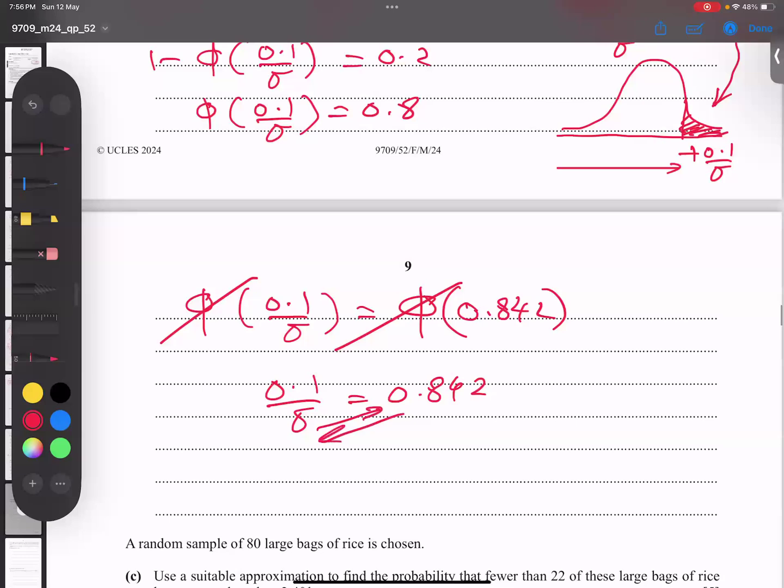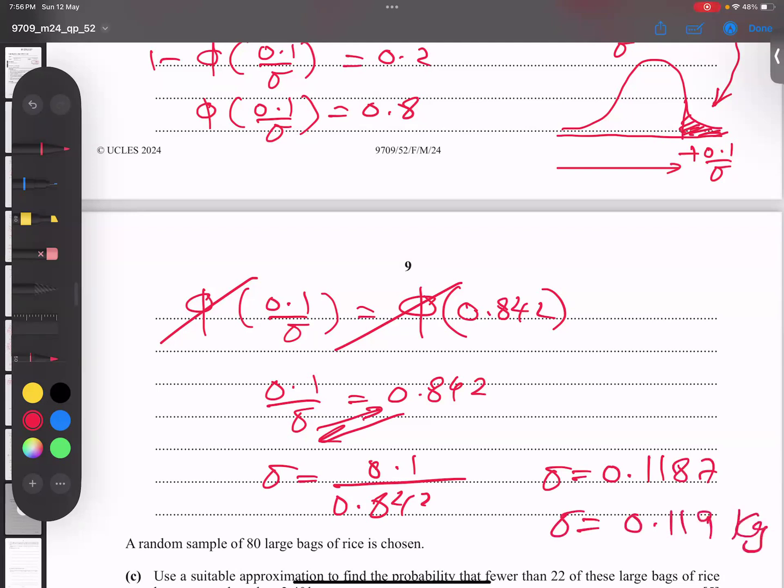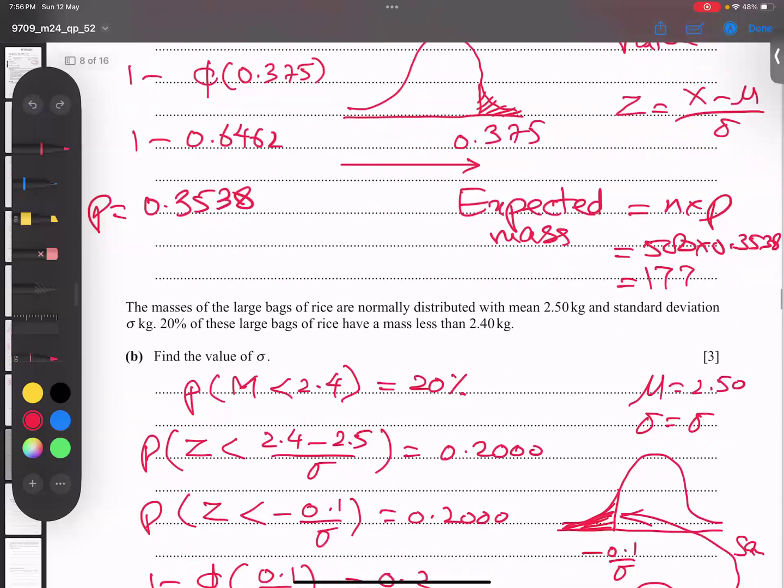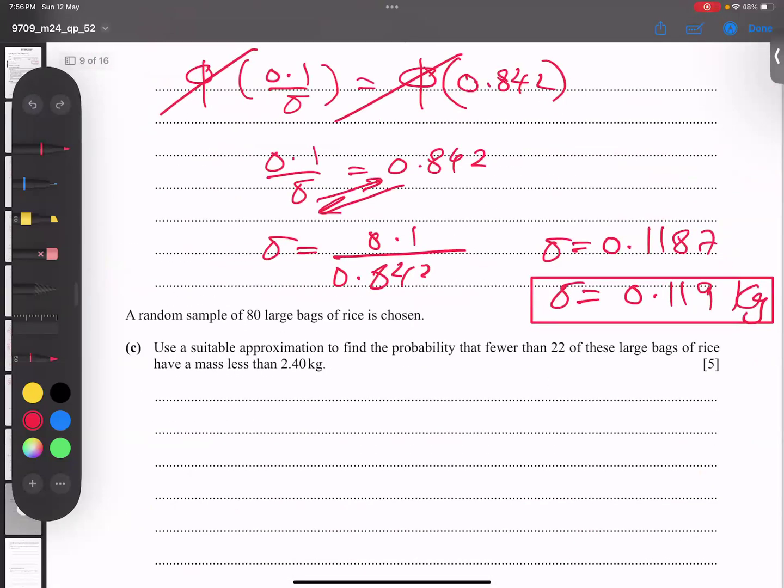Multiplied there, it comes down. So sigma is 0.1 over 0.842. And 0.1 divided by 0.842, my answer is sigma coming here 0.1187, after 3 SF, 0.119 kilograms. Yes, because the mean is also in kilograms, you can see kilograms, so the deviation is also in kilograms. And I believe you got the point very clearly.